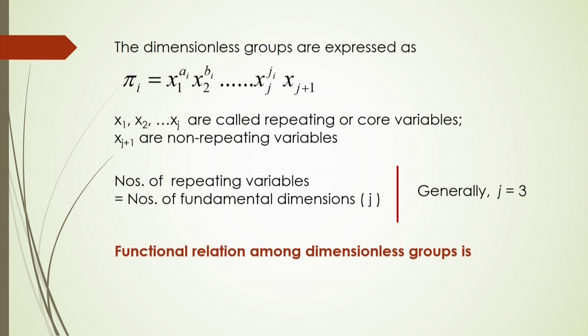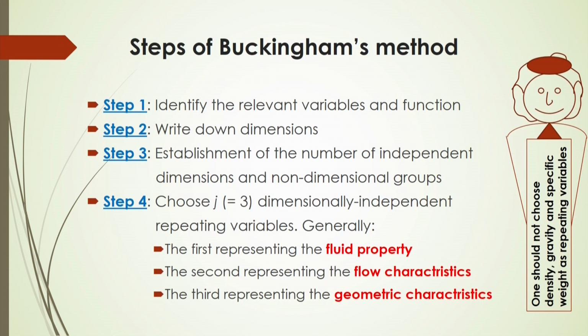Now, the functional relation among dimensionless groups is to be expressed as a function of phi 1, phi 2, up to phi i, that will be equal to 0. So, ultimately after dimensionless group formation, you have to make a relationship like this.